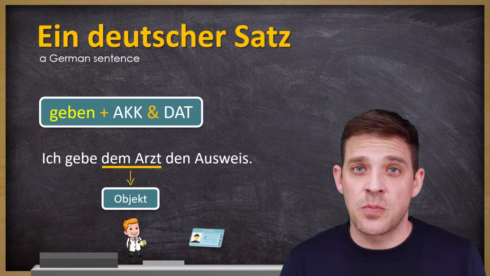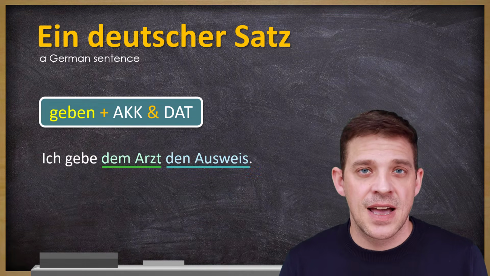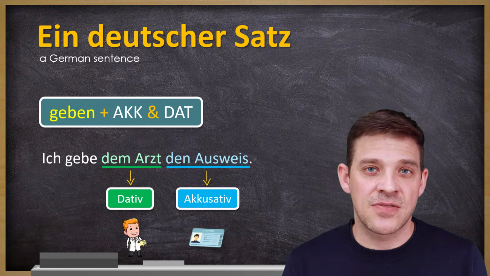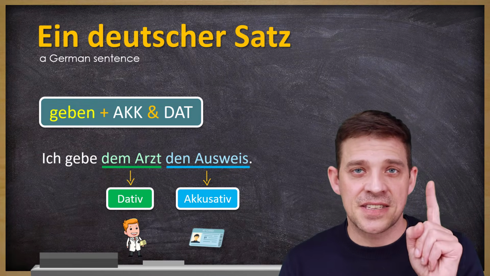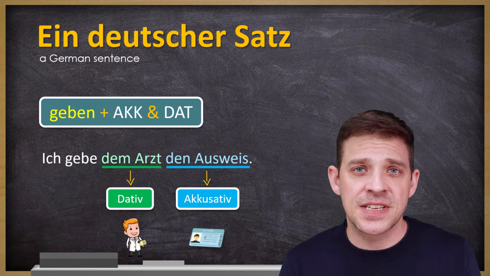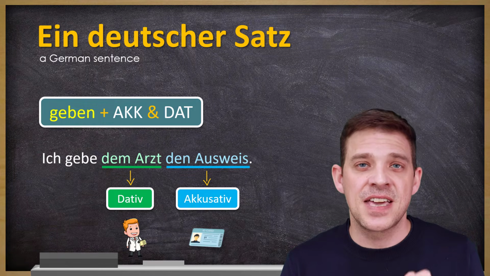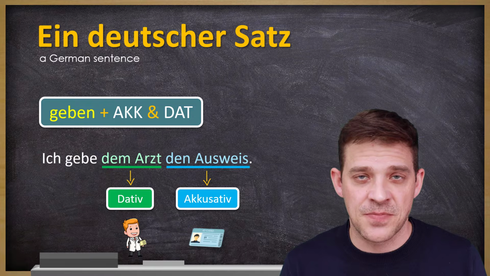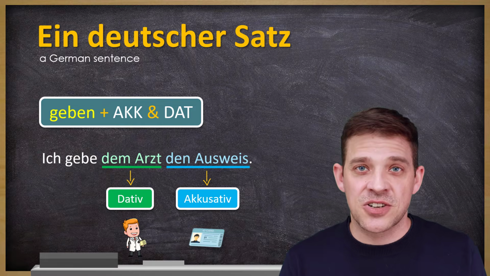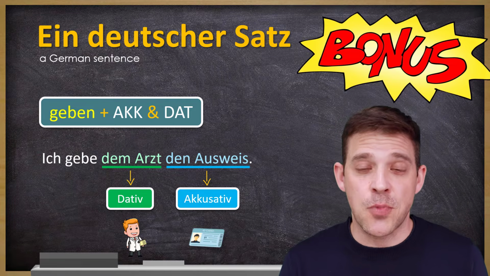So, dem Arzt ist das Objekt Nummer 1 und den Ausweis ist das Objekt Nummer 2. And when we look at the cases, we see dem Arzt ist Dativ und den Ausweis ist Akkusativ. And that's important. Whenever you have 2 objects, in almost all cases, you have a person and another thing. The person is always in Dativ and the thing is always in Akkusativ. Exception, what I said before and what I'm going to tell you later, there are some verbs which can have 2 accusative objects, but more about this later in the bonus tip.